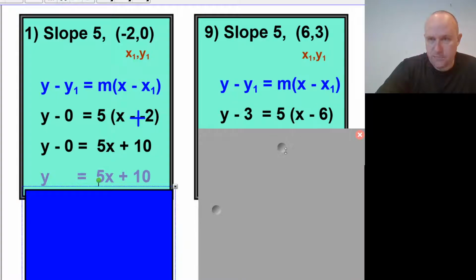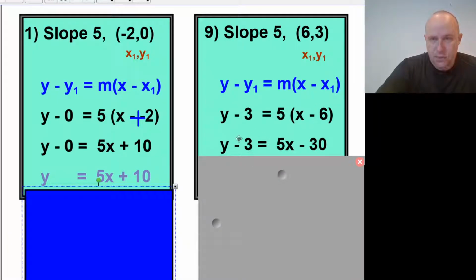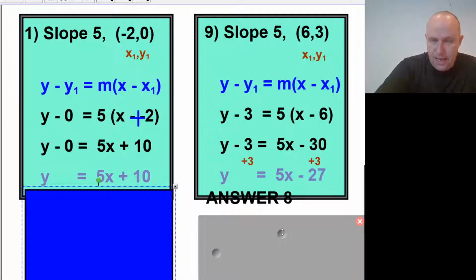5 times x, 5 times -6. And then to make it say y equals, we're going to do the opposite here. So instead of subtracting 3, we're going to add 3 to both sides. And just be careful here, it's not 30 add 3, it's -30 add 3. Which gives us -27, and that should match up with answer choice 8.